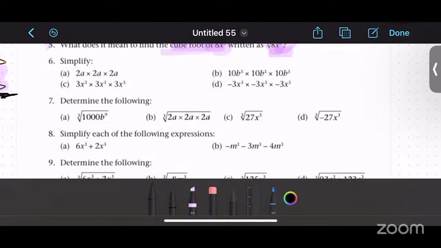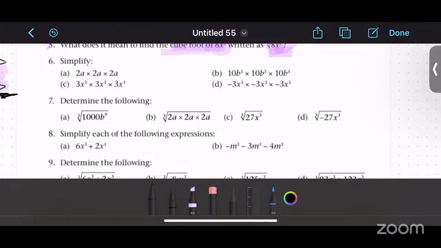When multiplying the same base, what do we do with the exponent? You add. You add the exponent. When you are multiplying the same base, you add the exponent. Can you add the exponent in this case because you have the same bases?